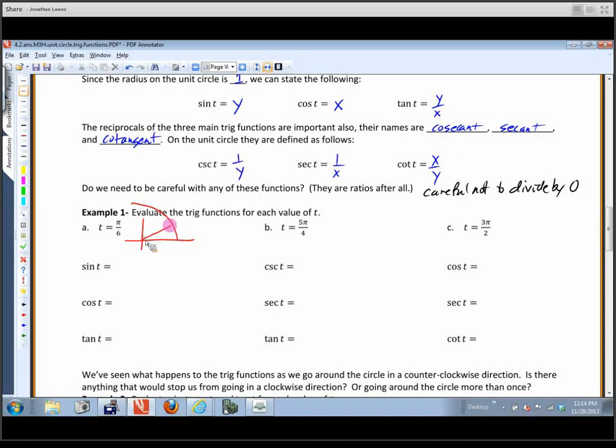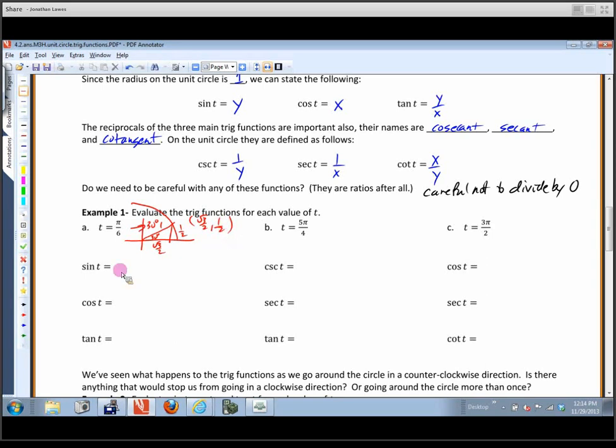Here's pi/6 right here, which is also 30 degrees. So I've got this 30-degree angle right here. Well, let's think about how long this was. This is the short leg, so that was 1/2, and this is radical 3 over 2. So that means that coordinate is radical 3 over 2, comma 1/2.